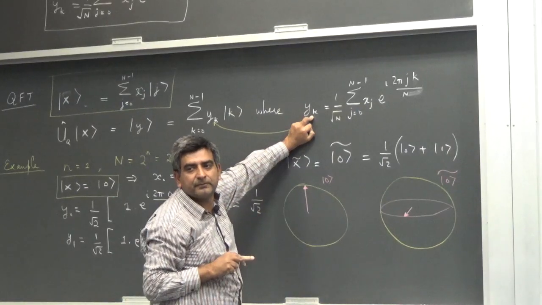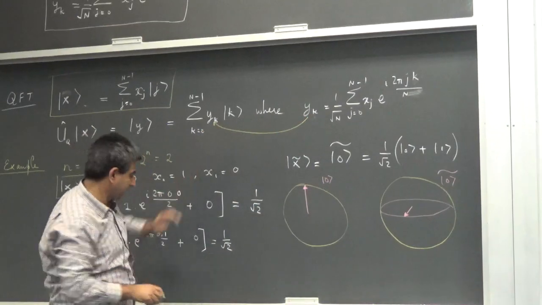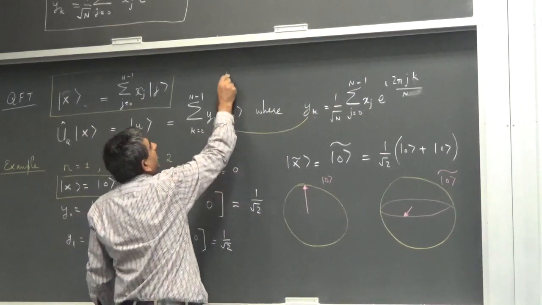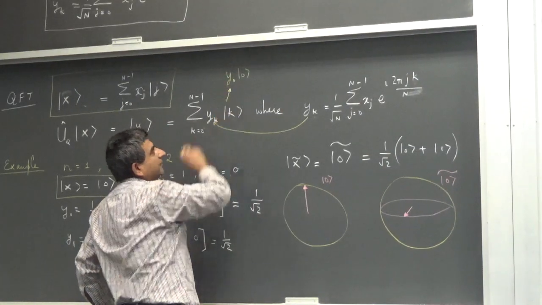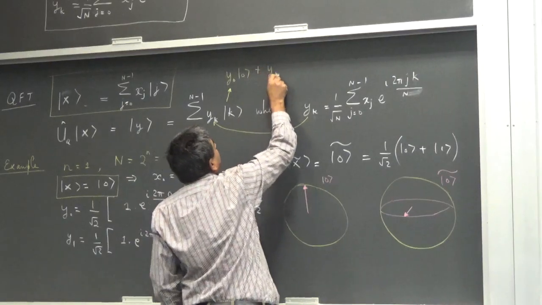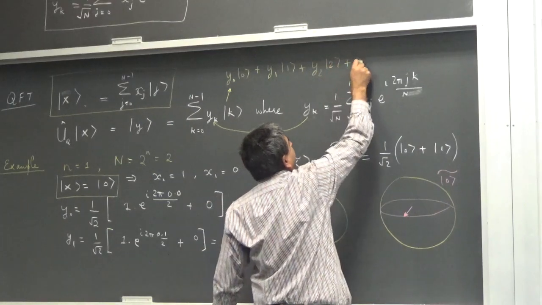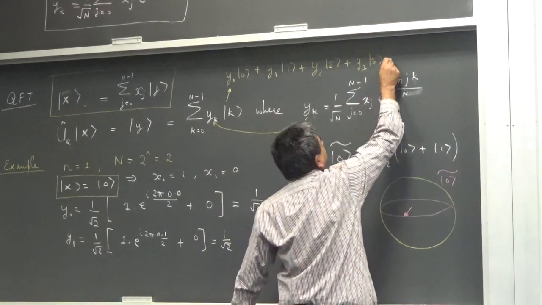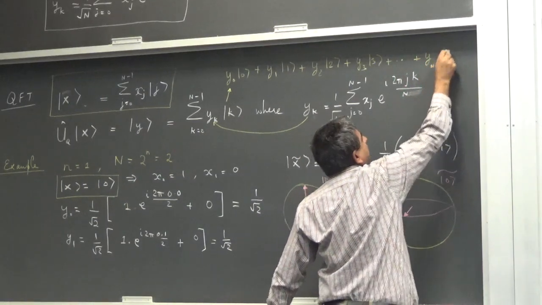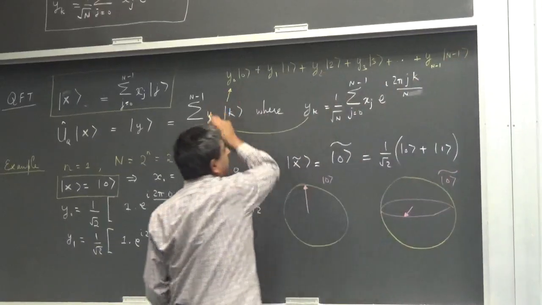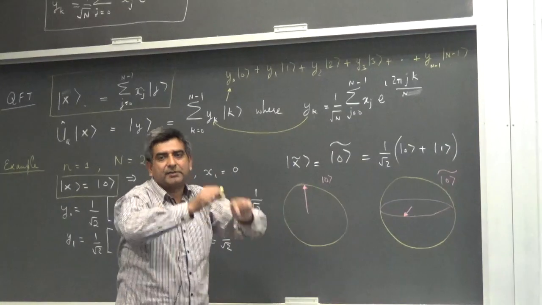That just tells us about 1. So this is my overall state. My overall state is y0 ket 0. So I'm going to expand this, right? Plus y1 ket 1 plus y2 ket 2 plus y3 ket 3 and so on, y n minus 1. So this is what my state is. So I'm finding out each of these coefficients one by one.